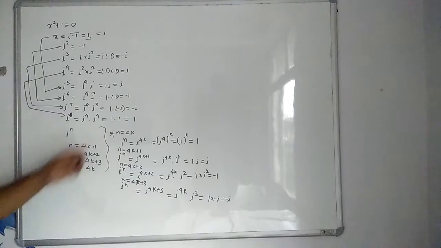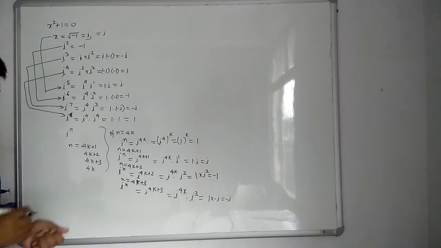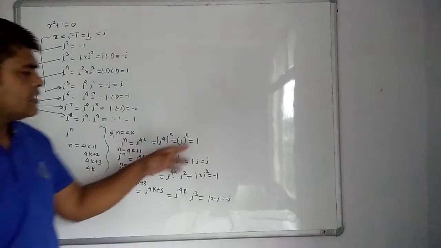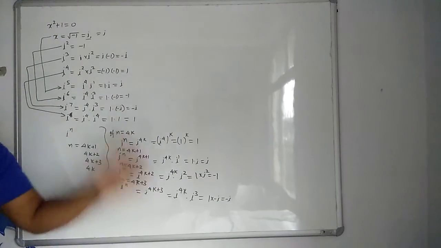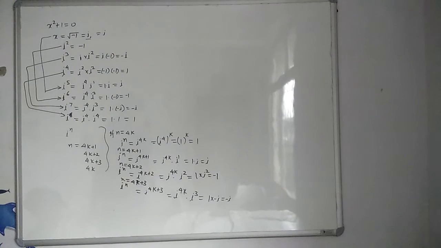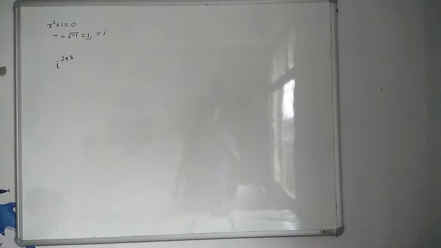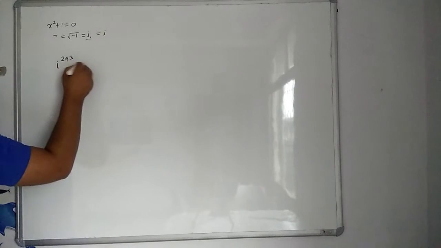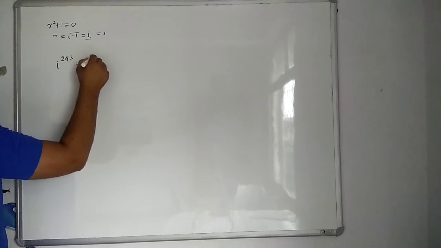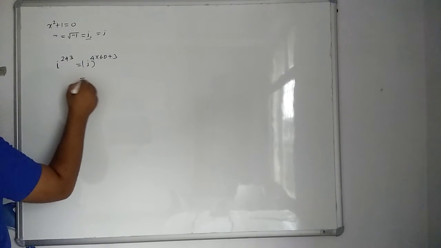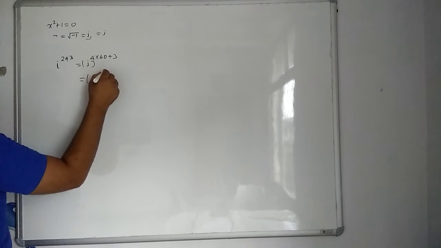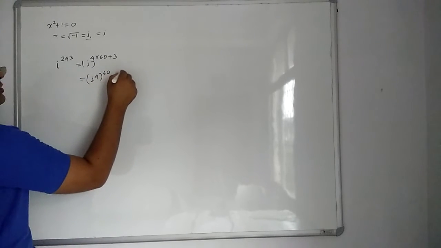So whatever the integral exponent may be, the answer for iota raised to the power anything is 1, iota, -1 or minus iota. Only 4 values are there. So we have talked about the exponent or power of iota. Now we proceed further. I have taken an example, iota raised to power 243. Iota raised to power 243 can be written as iota raised to the power 4 into 60 plus 3. And this further can be written as iota raised to power 4 whole raised to power 60 into iota cube.